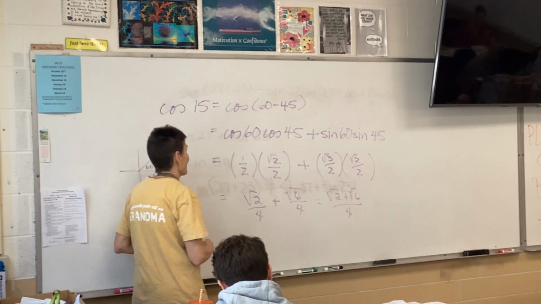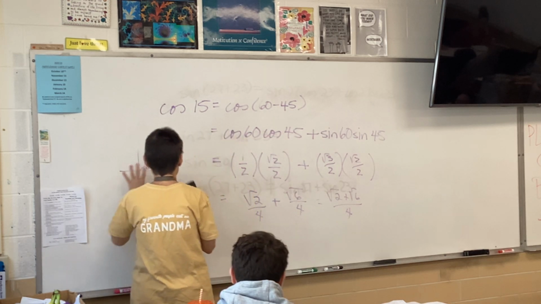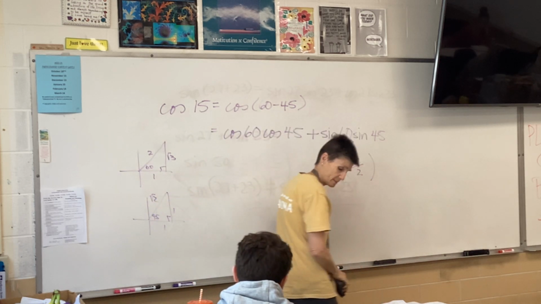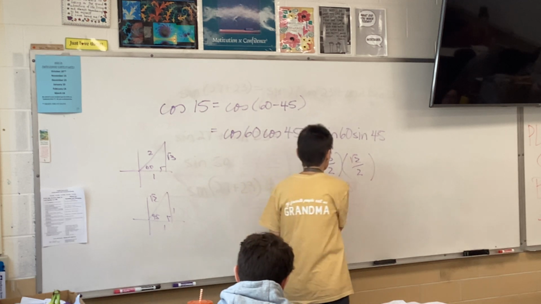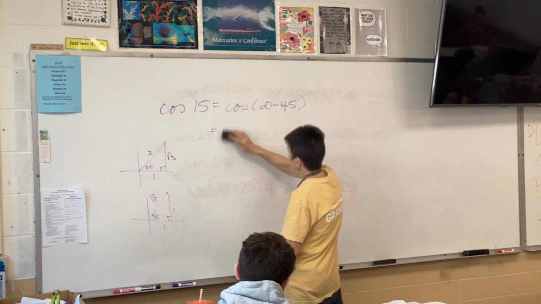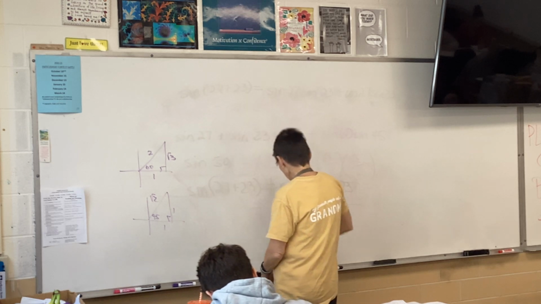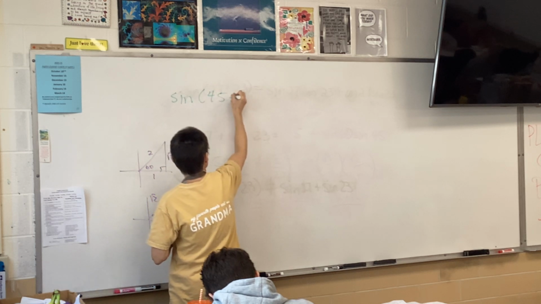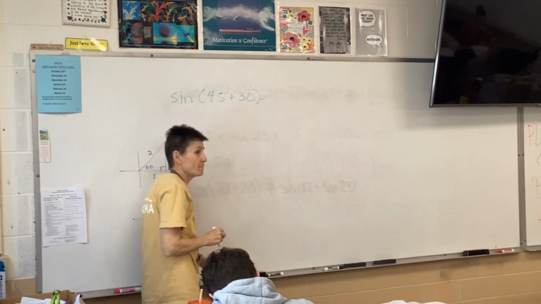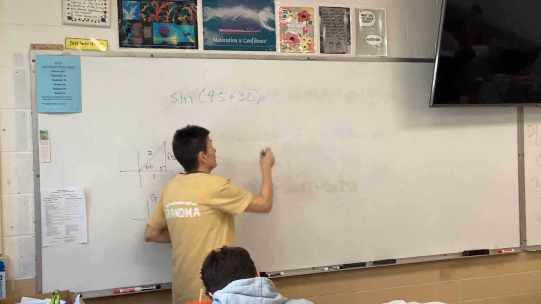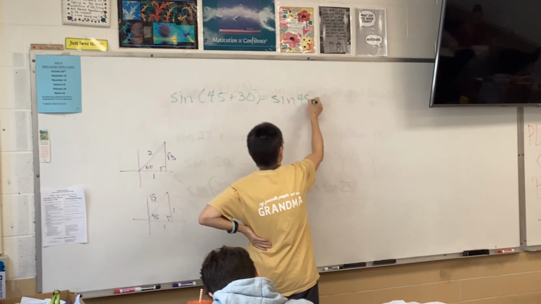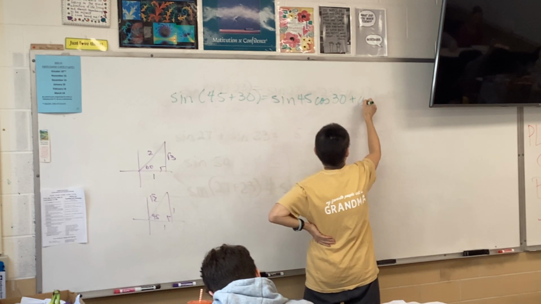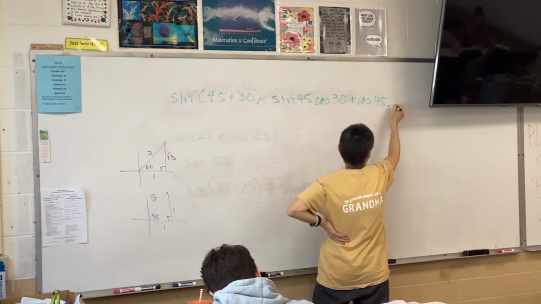Sine 75. I'm gonna leave my triangles here because I'm probably gonna need them again. What are you doing with sine 75? 45 plus 30. Sounds like a good plan. So sine of 45 plus 30. All right, what's our formula say? Sine 45 cosine 30 plus cosine 45 sine 30.